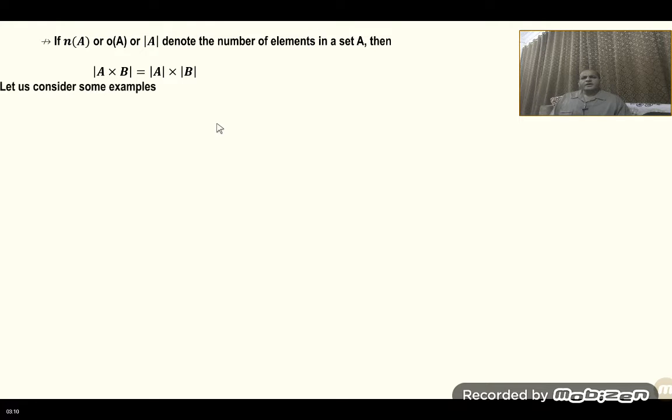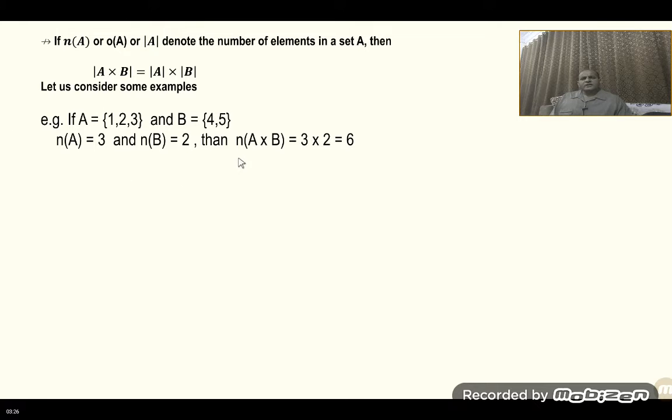Okay, let us have some examples on it. Suppose we have a set A = {1, 2, 3} and B = {4, 5}. Now set A has 3 elements, that is, the order of set A is 3, and the order of set B is 2. So the number of elements in A cross B will be 3 times 2, which is 6. That is, A cross B will contain 6 ordered pairs.